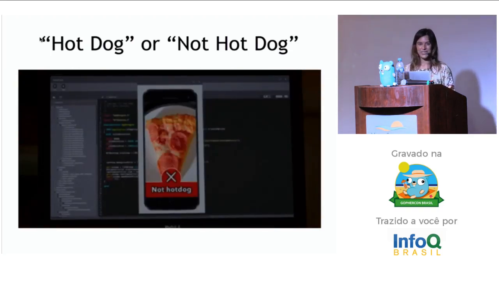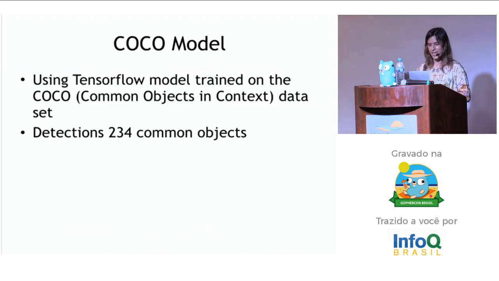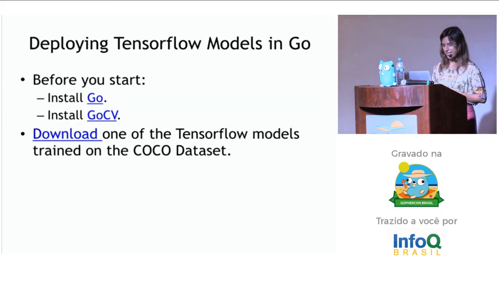So today we're going to be doing a little bit better than that, because I'm going to be using a TensorFlow model that's been pre-trained on the COCO dataset. COCO is just short for Common Objects in Context. It's used to detect over 200 common objects. Some of them are food objects. So I'm going to be showing exactly what that looks like.